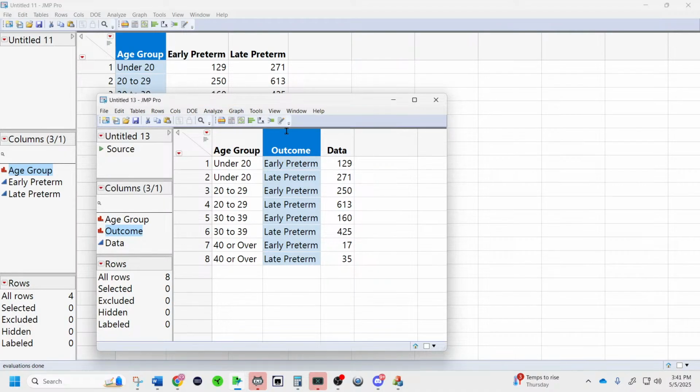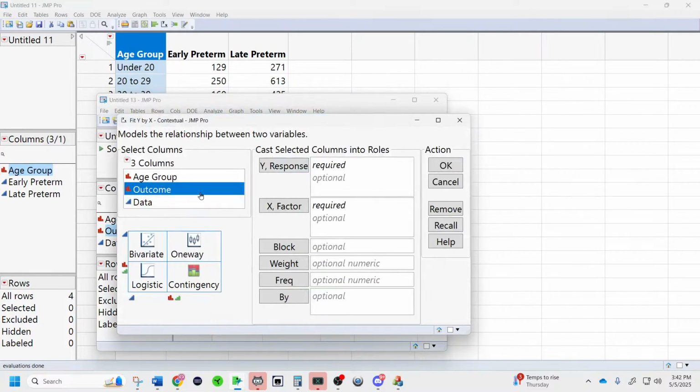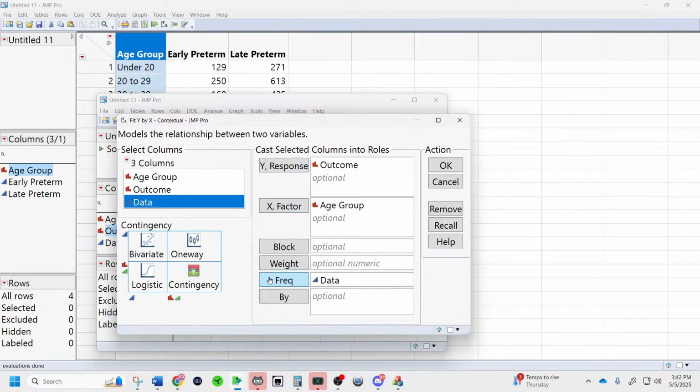And then you don't have to, I just like double clicking and making it look all pretty right there. And then we go to Analyze, Fit Y by X. And we say, does the age group explain why it is a certain outcome? And do not forget to put the data down there in the frequency, the count observations.